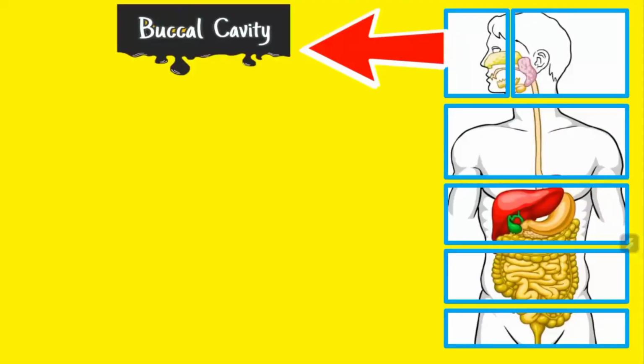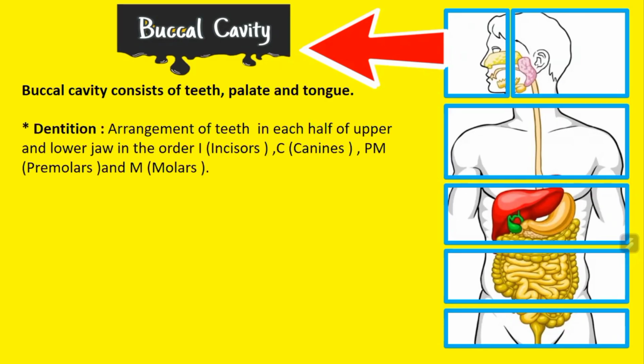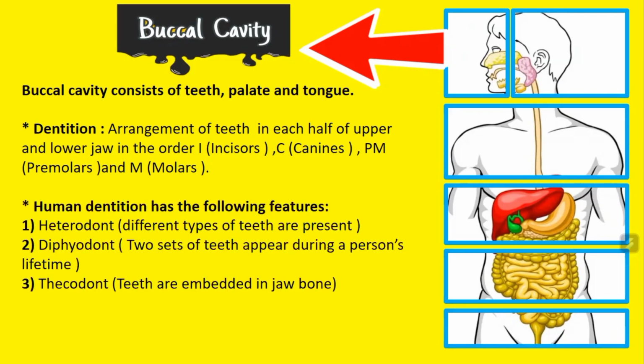Now, let's discuss each of these components in a detailed manner, starting with the buccal cavity. Buccal cavity consists of teeth, palate, and tongue. Let's define dentition. Dentition is the arrangement of teeth in each half of the upper and lower jaw in the order incisors, canines, premolars, and molars.